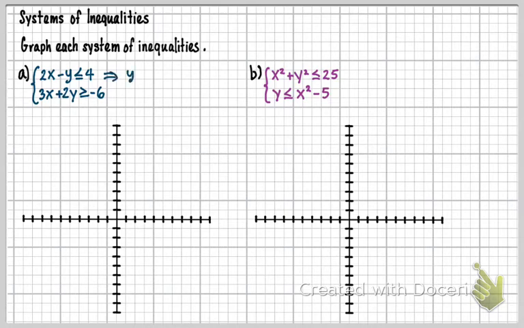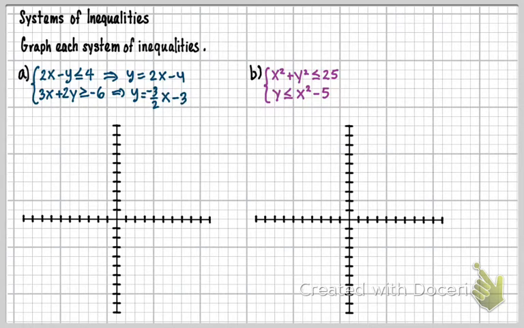So y equals 2x minus 4 is solving this for y. Just move the y to the right and the 4 to the left, and this is what I get. And for the other one, we get y equals negative 3/2 x minus 3. Okay, now I'm just going to graph these.